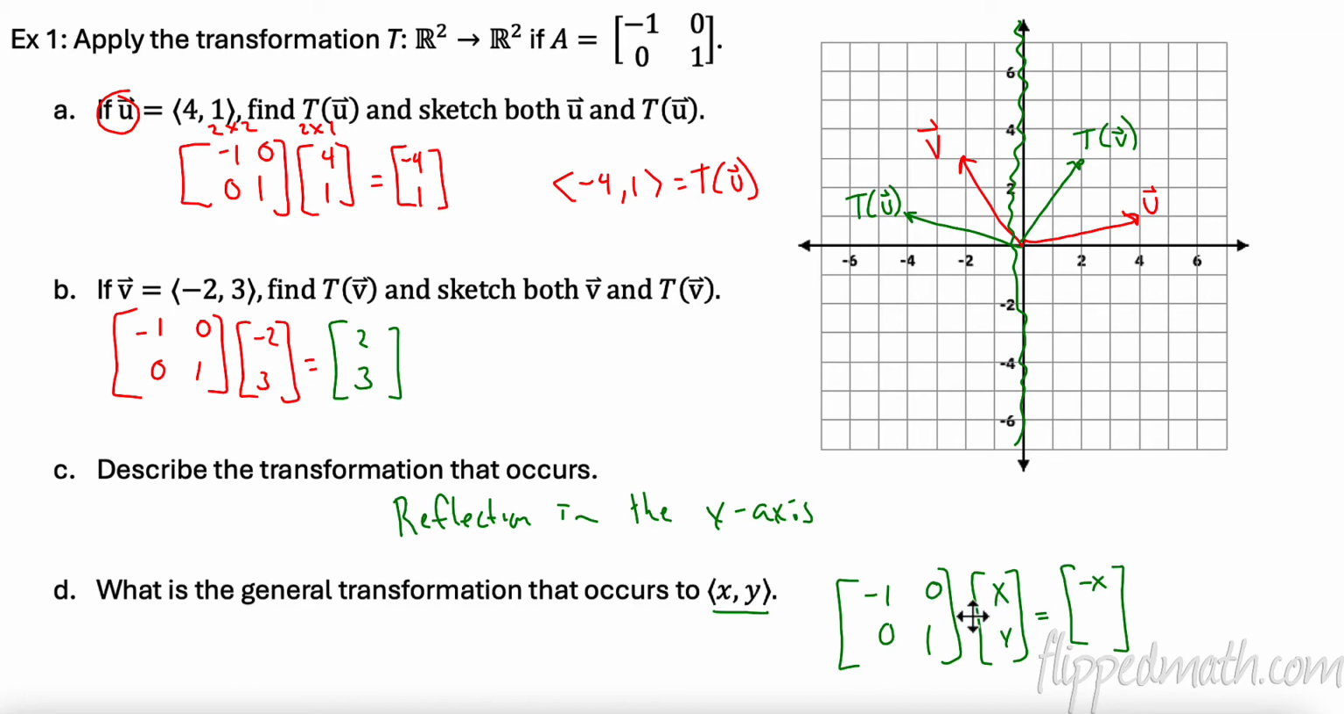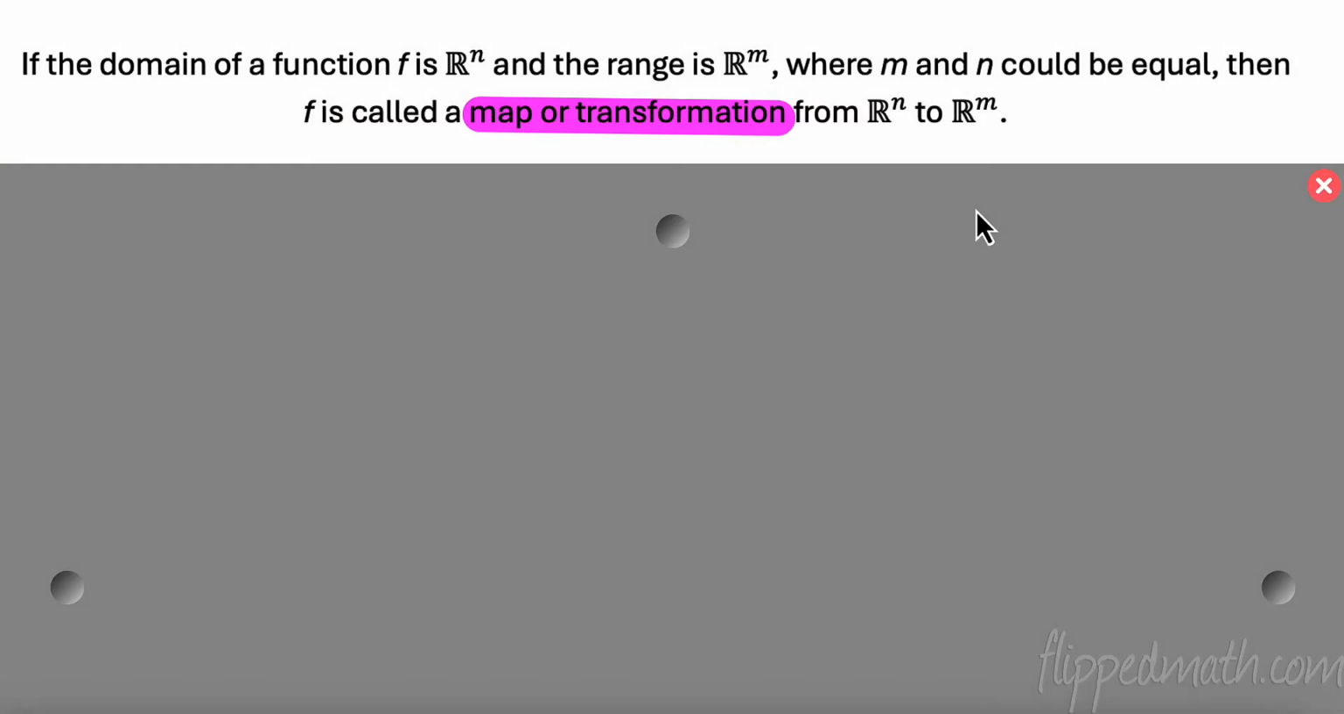0 times x plus 1 times y is y. So you can see my resulting vector is negative x, y. So now we know that this transformation matrix takes the opposite value of x and the same y value. Therefore, it is going to transform, or reflect, in the y-axis. Very nice. All right, it's time for a little bit of boring talk here, but this is important to understand.